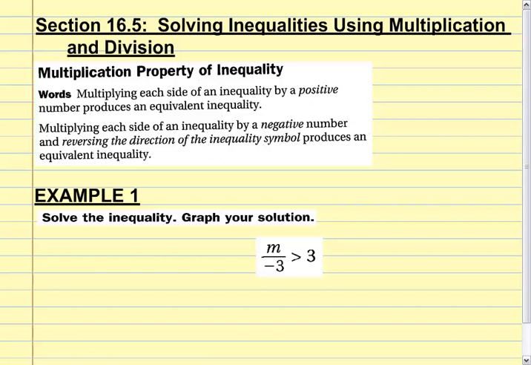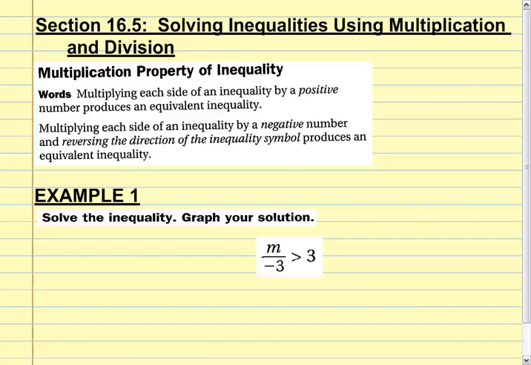Whenever you have to multiply or divide both sides by a negative, it flips the inequality. If it was pointing to the left, it's now pointing to the right. If it was pointing to the right, it's now pointing to the left. Okay? When you multiply or divide by a negative on both sides, the effect that it has is it flips the inequality around. That's the only exception.